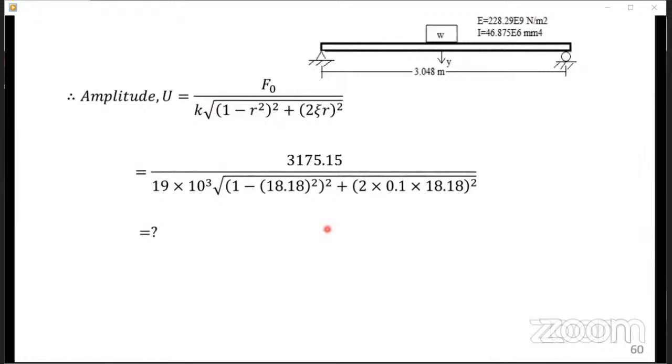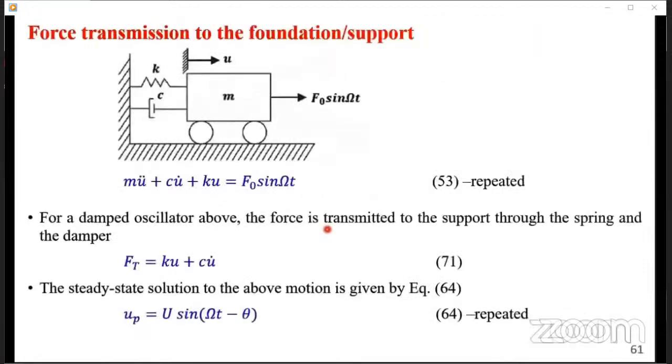Okay. I want us to look at forces transmitted to the foundation or to the support. Now, we are rewriting again, not even rewriting, we are just copying and transferring it here for our reference, equation 53. This was the equation for the damped case, of course, with forcing function. Now, for the damped oscillator, let me know if somebody is stuck somewhere solving part one, we can always go back to it, but I believe it's straightforward. Because I want us to have time to look at part two.